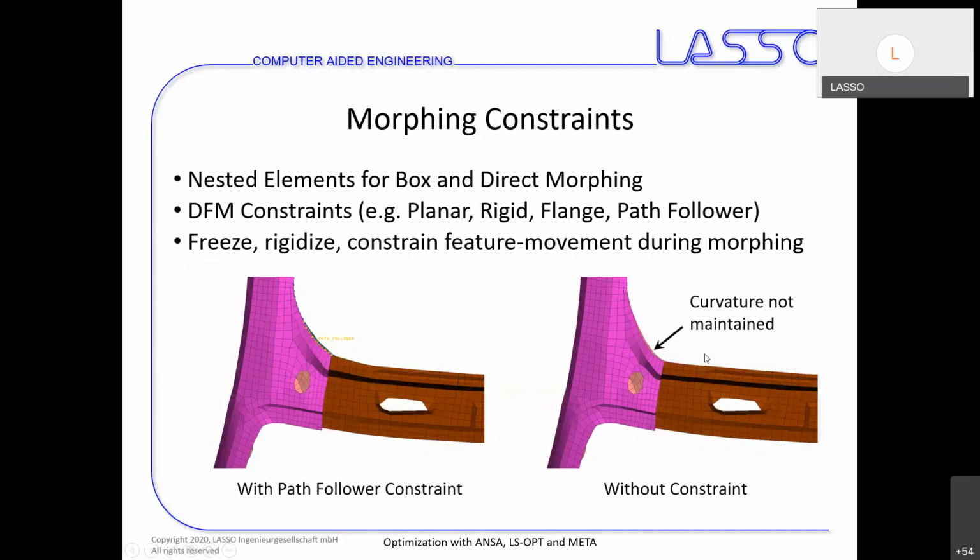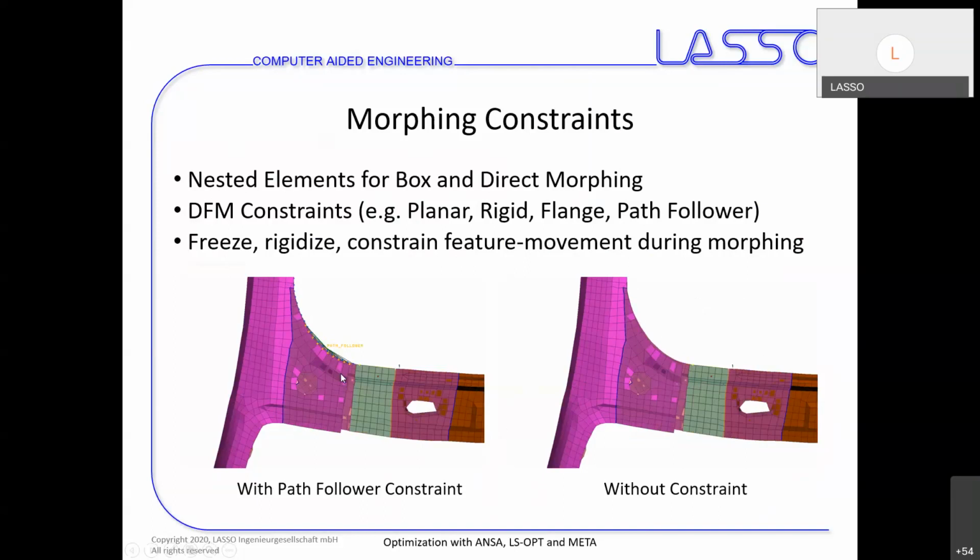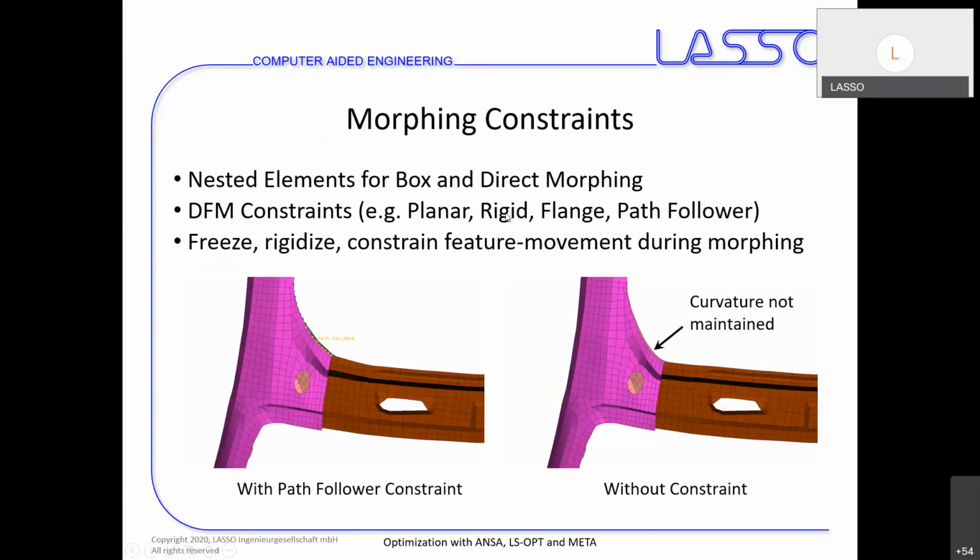If we just move the nodes to the left, we change the curvature here. So if we use this path follower constraint, we say that these nodes should not move to the left or to the right like the general morphing, but they should morph along the path, along the existing edges. This can be done with such a path follow constraint. This is not applicable to box morphing. This kind of morphing constraint works for direct morphing.